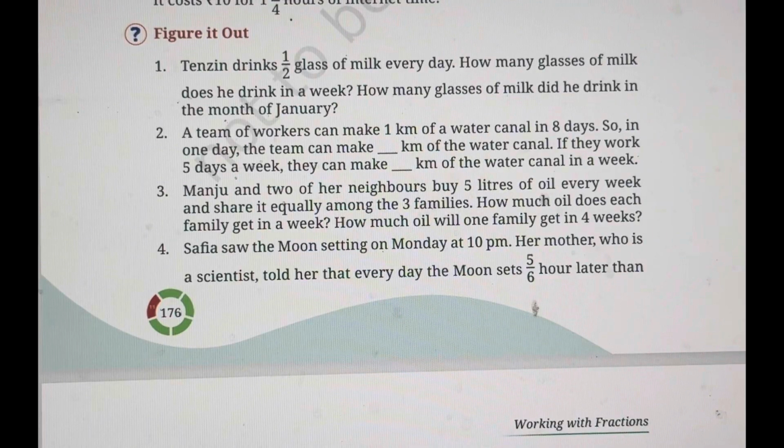Question number 3. Manju and 2 of her neighbors, they buy 5 liters of oil every week, right? So in 1 week, 5 liters. And then it is shared equally among 3 families. Okay. So 5 liters is divided into 3 families. So 5 by 3. Now, how much oil does each family get in a week? And how much oil will one family get in 4 weeks? Right? So first they have asked in a week and then in 4 weeks.